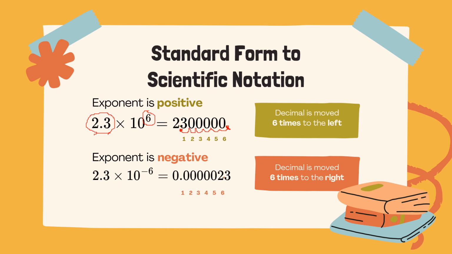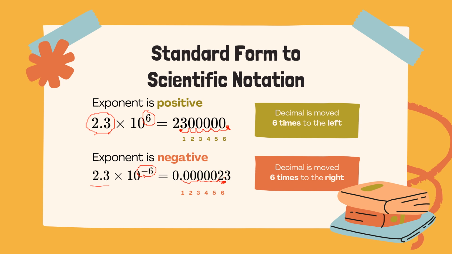Now, on the same note, if I gave you 0.000023 and I told you to make this very small number into scientific notation, you are going to do the same thing. You are going to move your decimal to a position where your coefficient will be between 1 and 10. So again, that'll be between the 2 and the 3, and you'll have 2.3 as a coefficient. But this time, your exponent is negative because you moved it to the right instead of to the left.